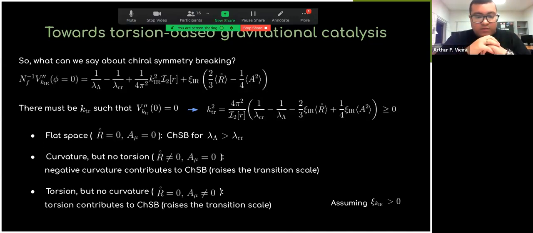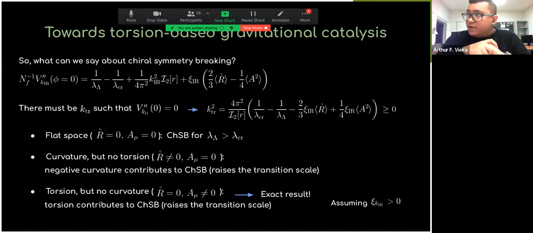The other situation is when the curvature is 0 and you only consider the effects of torsion. And in this case, since the contribution of torsion comes with a plus sign, arbitrarily large values of this axial torsion contribution will actually increase the transition scale. And this is an exact result, as I was saying previously. But this analysis is assuming that this parameter xi is positive. If you consider that this parameter is negative, then the whole picture changes.